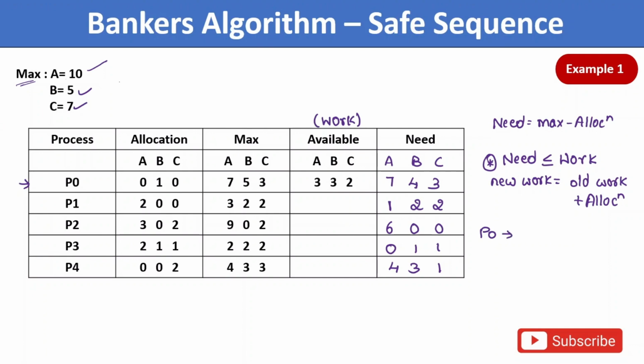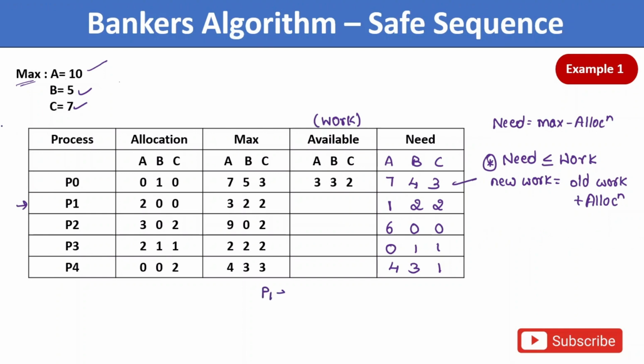Process P0's need value is 7, 4 and 3. At present, I am having the work value, that is the available value, as 3, 3 and 2. So check the condition. Whether 7 is less than or equal to 3? No. At the first point only, we are not satisfying the condition. So 7 is not less than or equal to 3. So process P0 must wait for its CPU allocation. So now let's move to process P1 and check whether it is satisfying the condition or not.